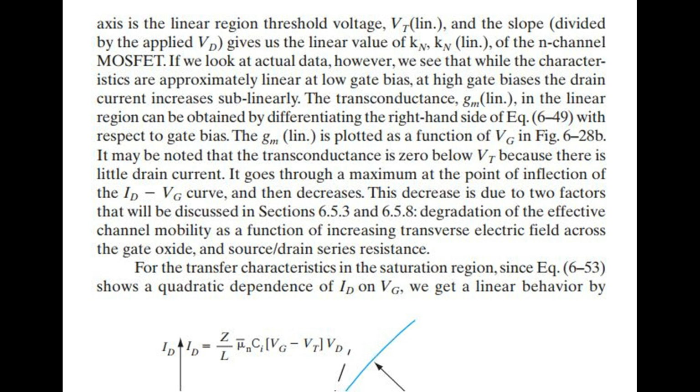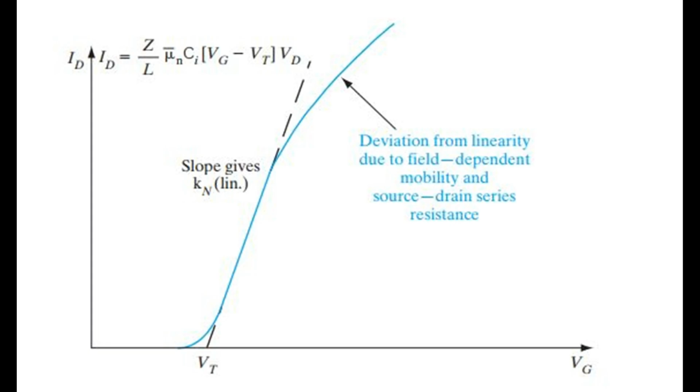This decrease is due to two factors that will be discussed in sections 6.5.3 and 6.5.8: degradation of the effective channel mobility as a function of increasing transverse electric field across the gate oxide, and source/drain series resistance. For the transfer characteristics in the saturation region, since EQ 6.53 shows a quadratic dependence of ID on Vg, we get a linear behavior by plotting not the drain current, but rather the square root of ID, as a function of Vg, Fig 6.29.